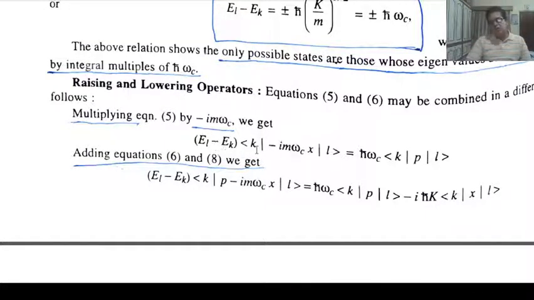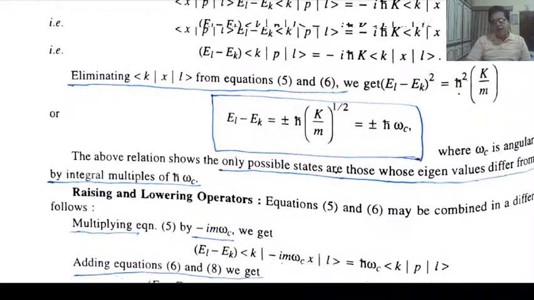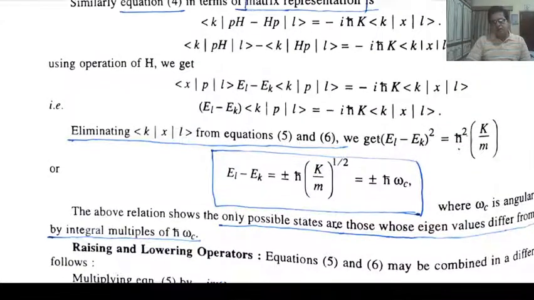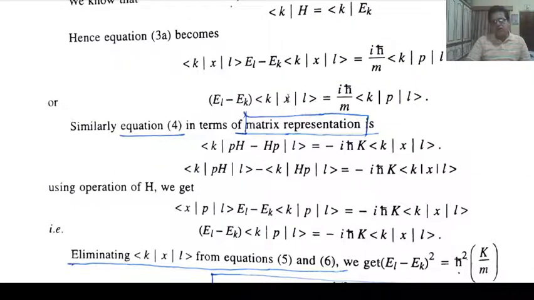This is EL minus EK K, XL KPL. This is the equation 5. Here XL and PL, and you just multiply this equation, and similarly this equation is equation number 6. Okay, this is equation number 6 and this is equation number 5.